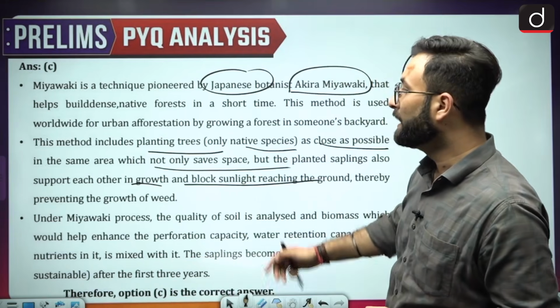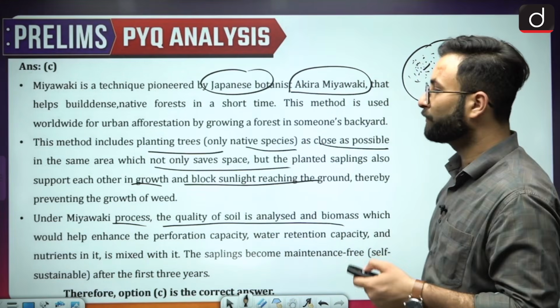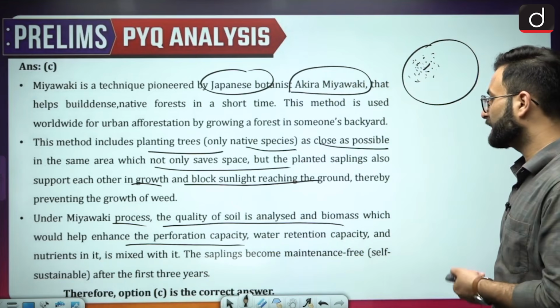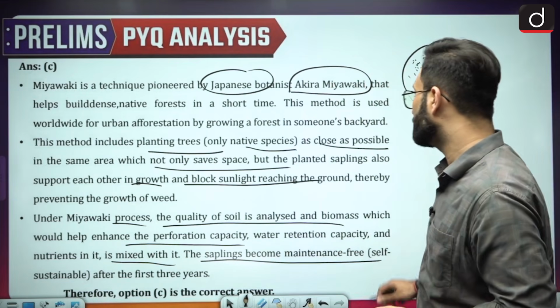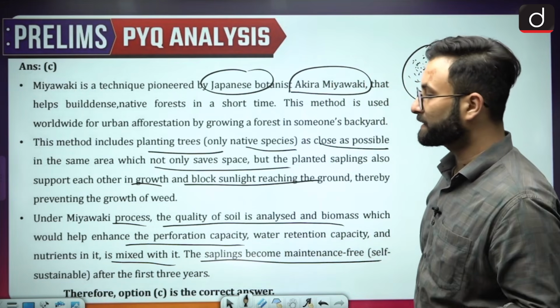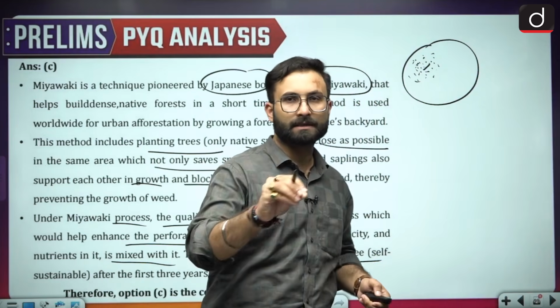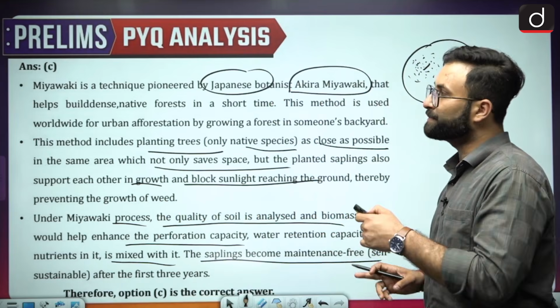Okay, so that is there. Under the Miyawaki process, the quality of the soil is analyzed, and biomass which would help enhance the perforation capacity, water retention capacity and nutrients is mixed with it, and the saplings become maintenance free and self-sustaining after the first 3 years. So first they will be planting it, and for 3 years they will be maintaining it, and after that it will be maintenance free. So that is the Miyawaki technique.